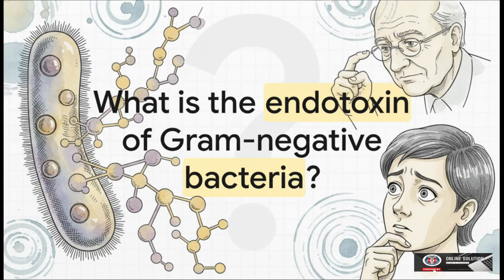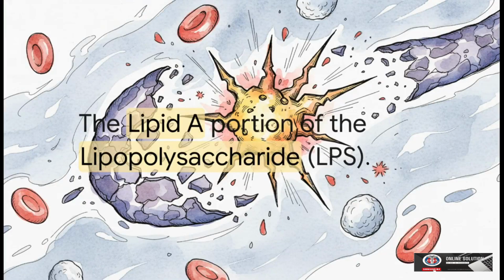All right, everyone, pens down for a second. Let's do a Professor's Viva. I want you to imagine you're sitting in your final oral exams. The examiner leans in, looks you in the eye, and asks, what is the endotoxin of gram-negative bacteria? Think about what we just saw. The definitive answer? It's the lipid A portion of the lipopolysaccharide.